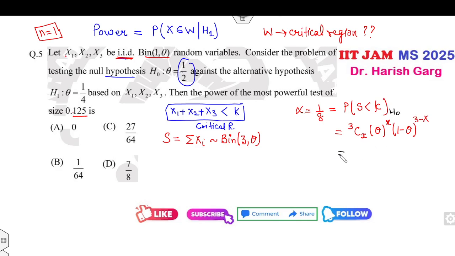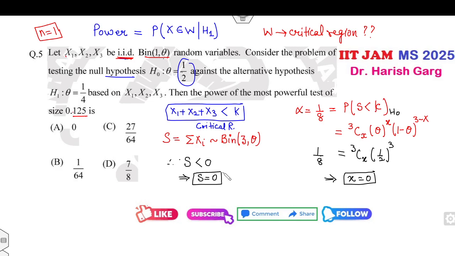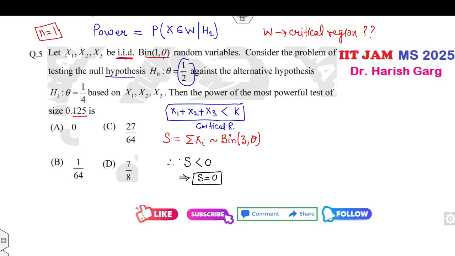Now this is the value of the H naught. H naught is my half. This is 3Cx half raised to power 3. So clearly say the only case happen here is x will be 0. Fine, then it will be satisfied. So your critical region is S is less than 0. So because it's a discrete number, S will be 0. Fine. Now you can find the power. What is the power?